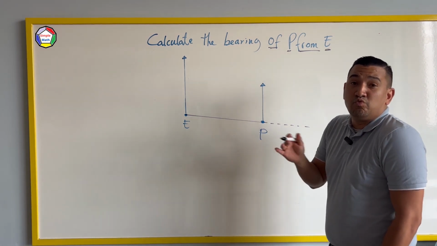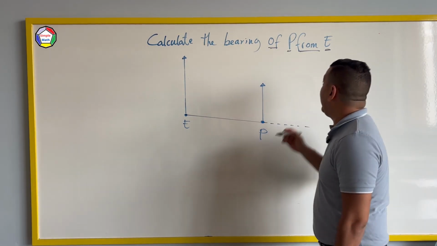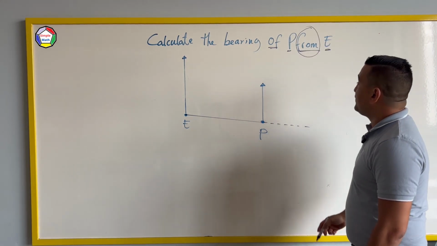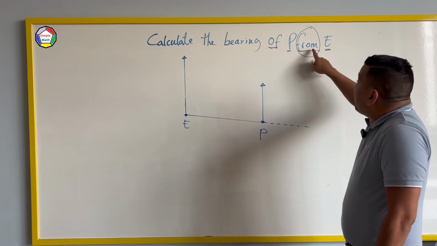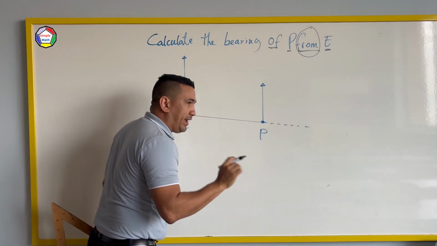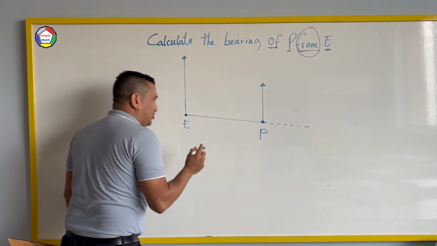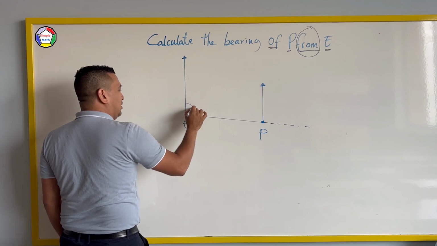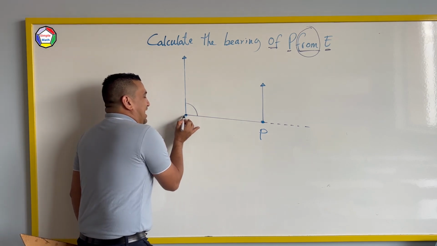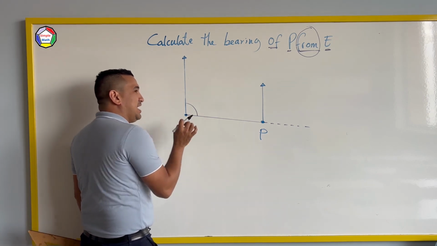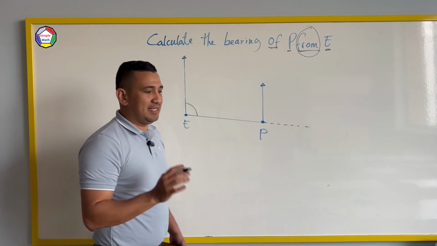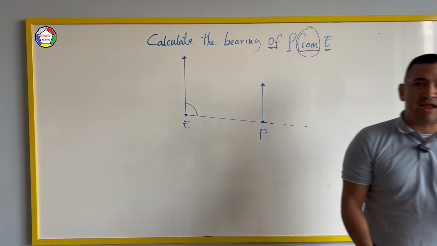To see from which point to which point is the bearing. The keyword in all bearing exercises is the word from. It says, calculate the bearing of P from E. That means that we need to draw an angle always in the clockwise direction. We draw the angle until it touches the line that we drew before to connect the two points. If it touches the line, we stop.